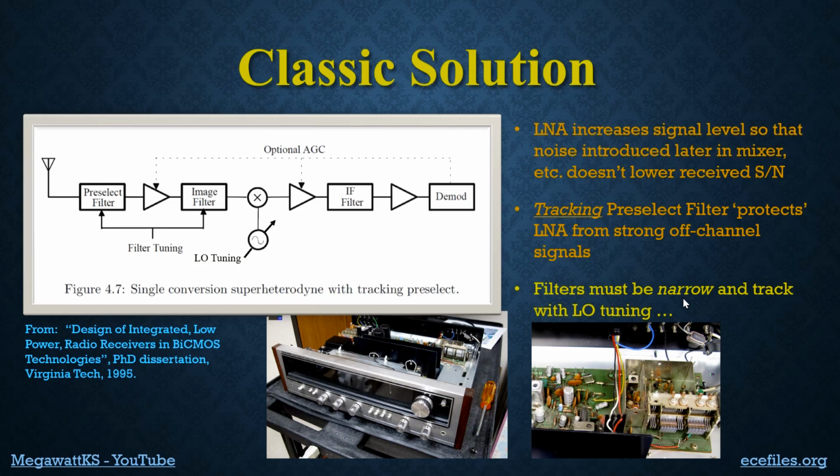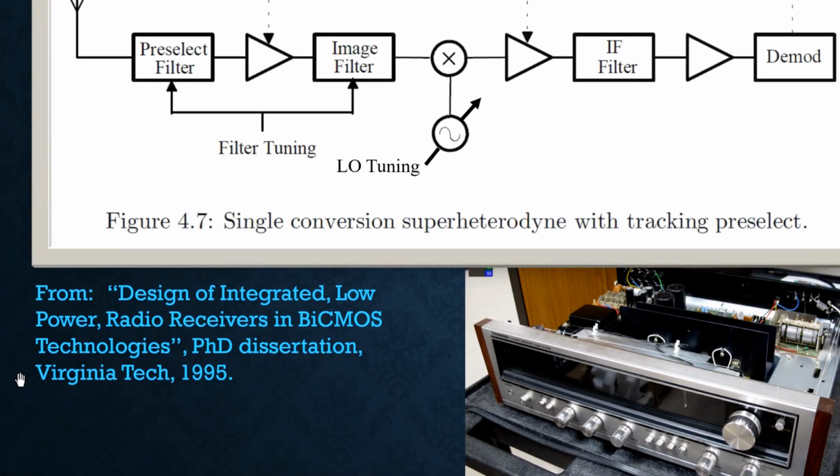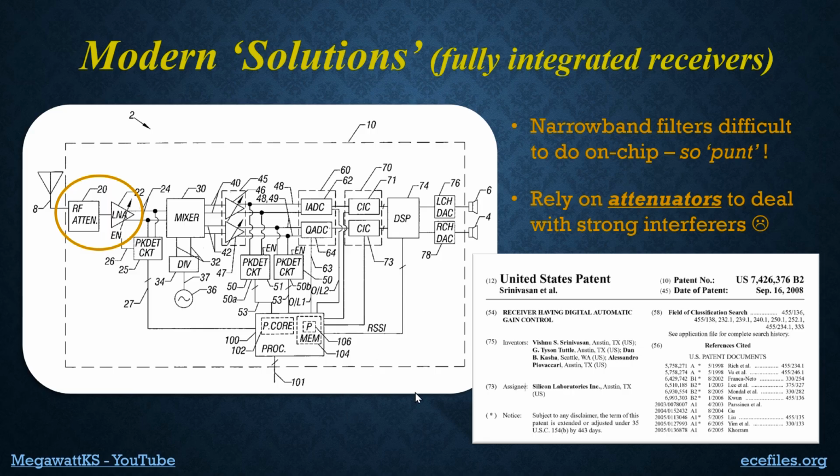But the filters must be narrow, and they must track with the LO tuning. And it turns out that that's kind of hard to do in an integrated circuit chip. And I found that out when I was investigating this problem long ago and working on my PhD. So if you're interested in some of the details of that, here is a reference to that dissertation. But moving ahead 30 years, this is what we've ended up with. There are problems with putting the filters on the chip, discussed in that dissertation. It's very difficult to do, almost impossible to do economically, if at all.